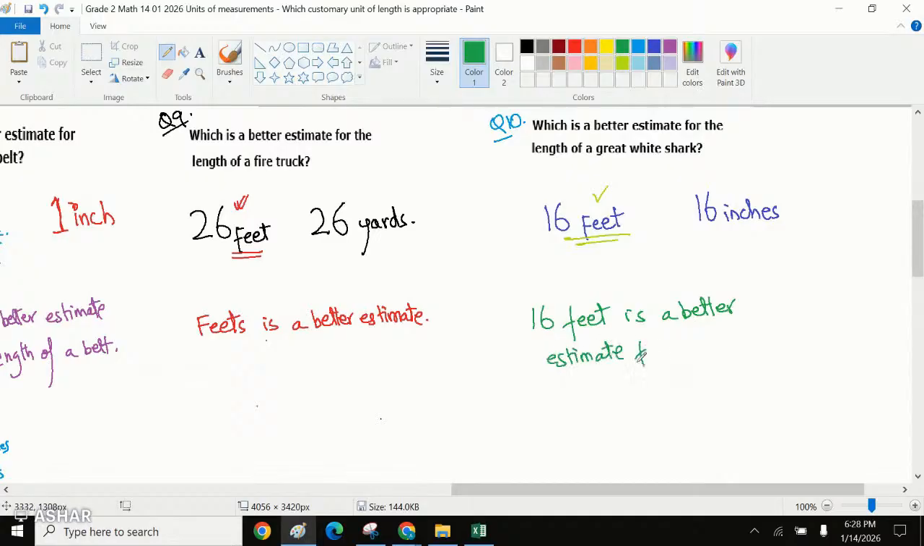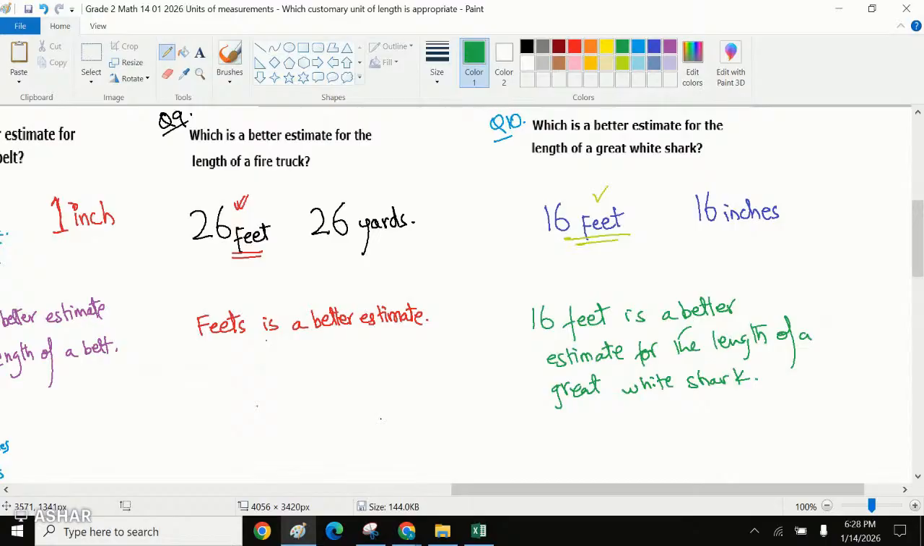For finding the length of a great white shark. Okay, thank you, May.